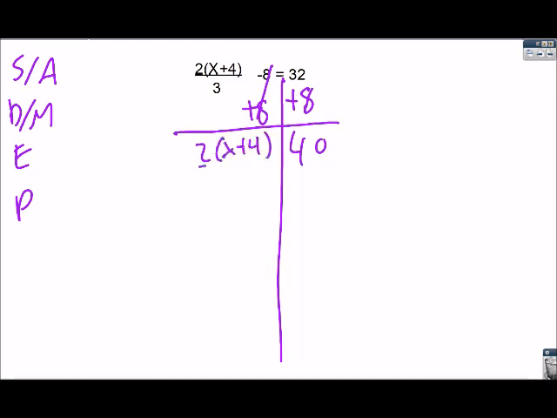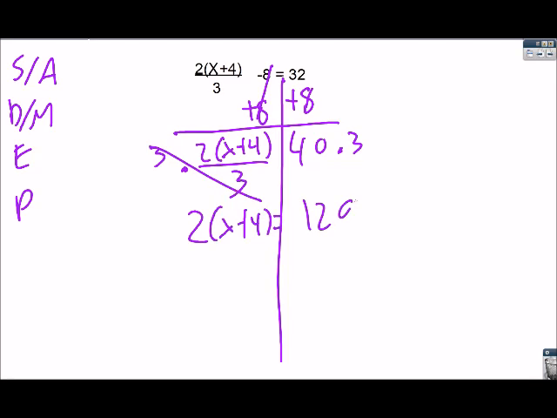And then everything I didn't touch gets rewritten. Then I say, do I have any more subtracting and adding? Well, that's still in the parentheses, so no. Do I have any dividing and multiplying? I have multiplying here and dividing here. So the opposite to divide is to multiply, and then to multiply. Those cancel, and I'm left with 120.